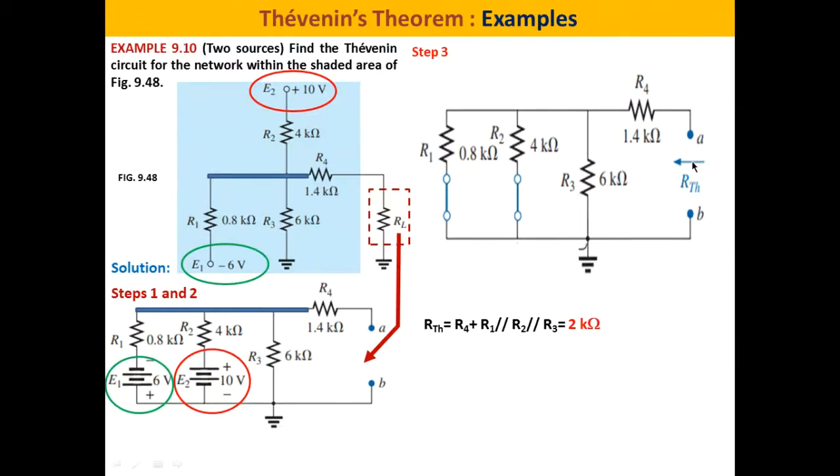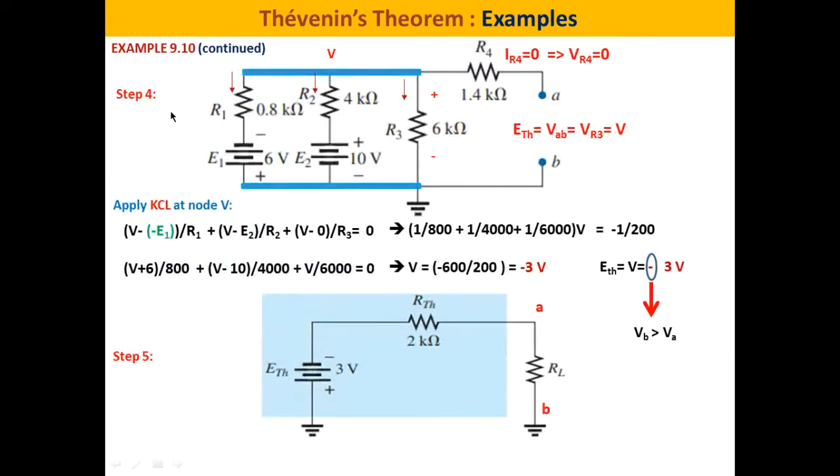So we can calculate easily R Thevenin using the technique that you have learned. It is R4 plus R1 in parallel with R2 in parallel with R3. You know the technique, that's why I'm not showing you the way we calculate. It is 2 kilo ohms, you can check. So R Thevenin is equal to 2 kilo ohms.